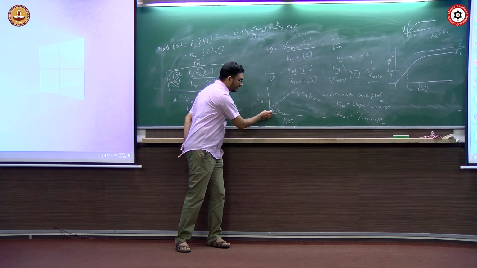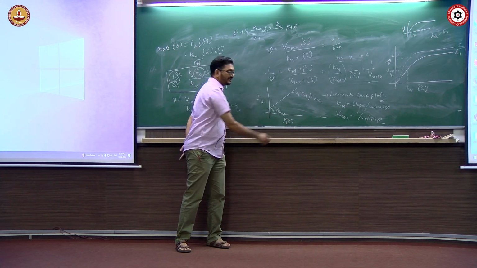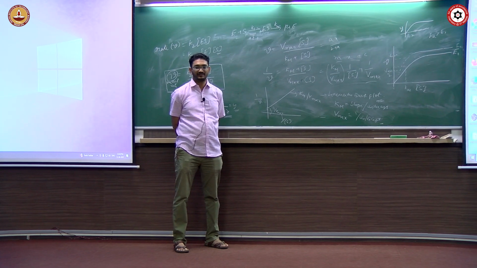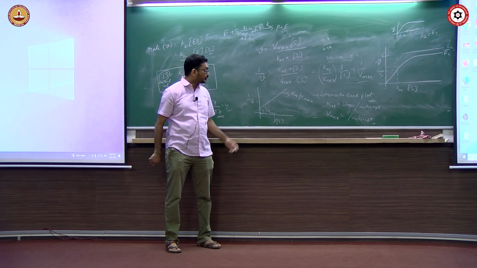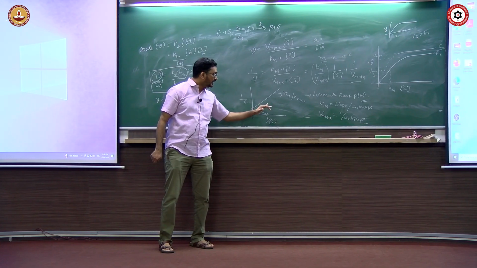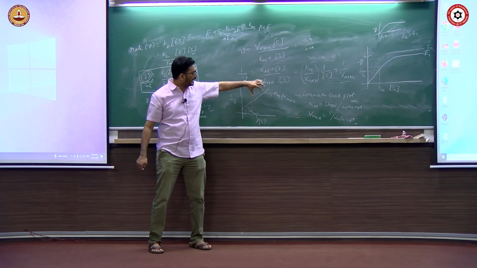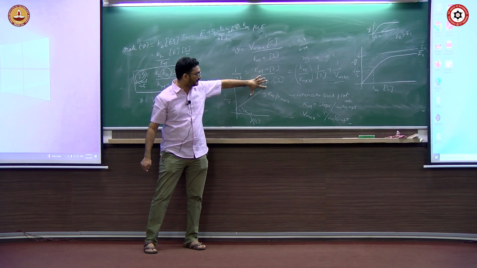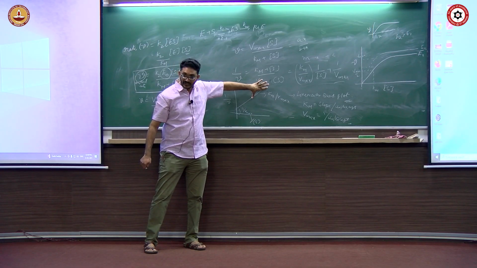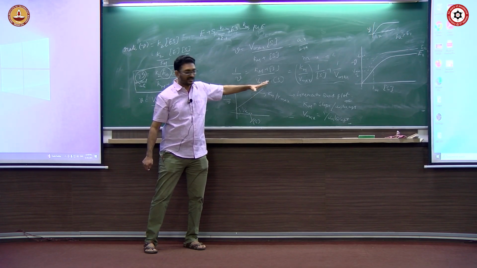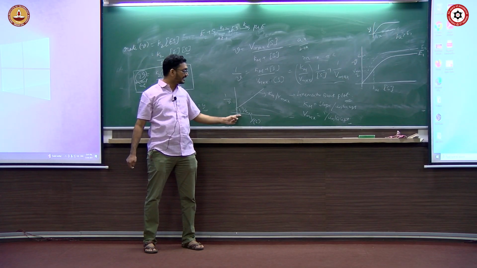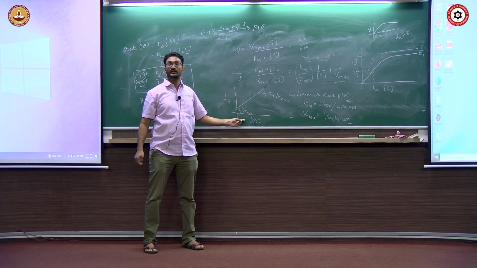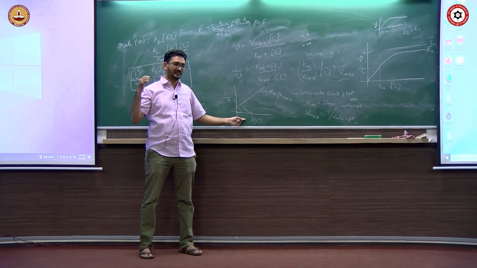If this has to touch 0, what should be my substrate concentration? It should be infinity, only 1 by infinity is 0, right? So that means when you do the reaction at a very low substrate concentration, you are doing the reaction here, you are measuring everything here and then you are extrapolating everything to this part. Because it is impossible to do the reaction in this region, because you need to have very high substrate concentrations, right?